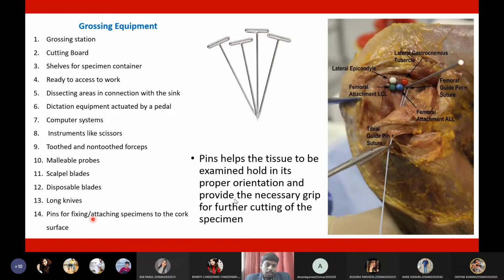The purpose of these pins is to hold the necessary portion of the tissue open, so other portions of the tissue won't fall on the area where we want to do the dissection. These pins will hold the tissue very tightly. They will act as a grip, so that we can cut the tissue wherever we want. So these are the things.